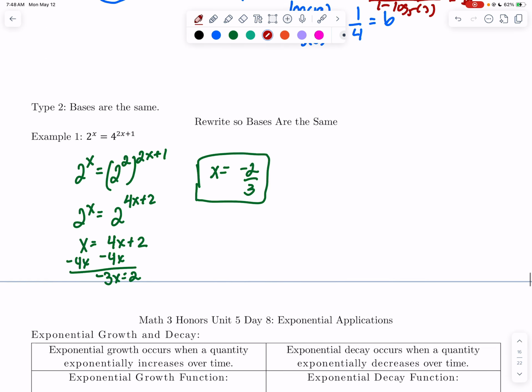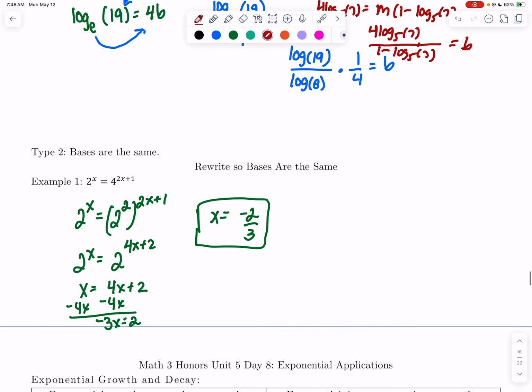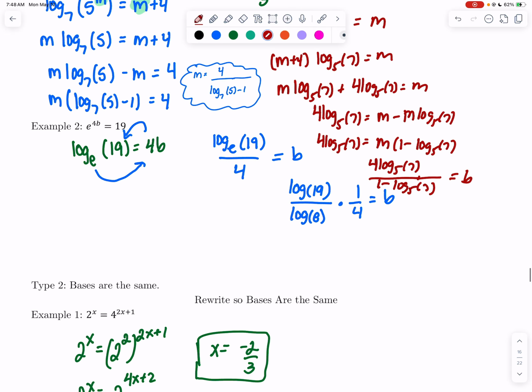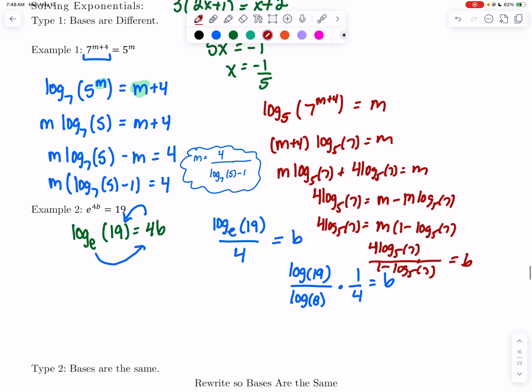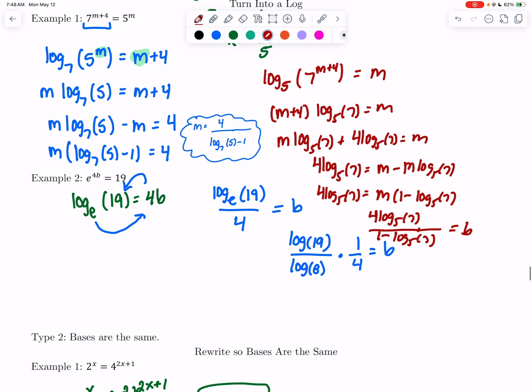All right, so that is it in terms of solving exponential equations and logarithmic equations. And then our next lesson is going to be on applications.